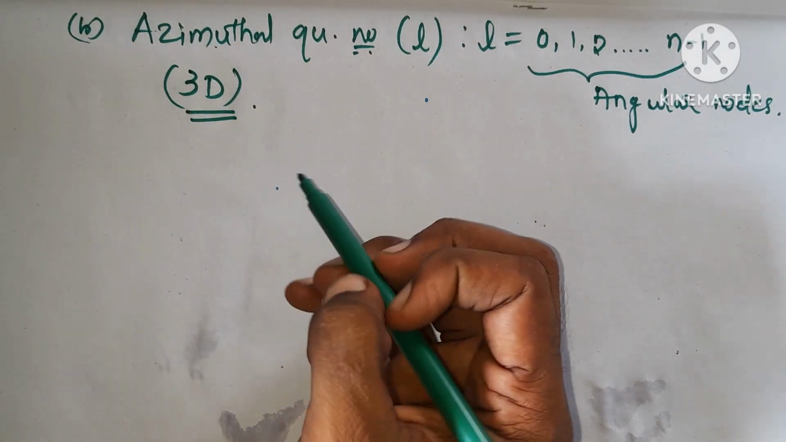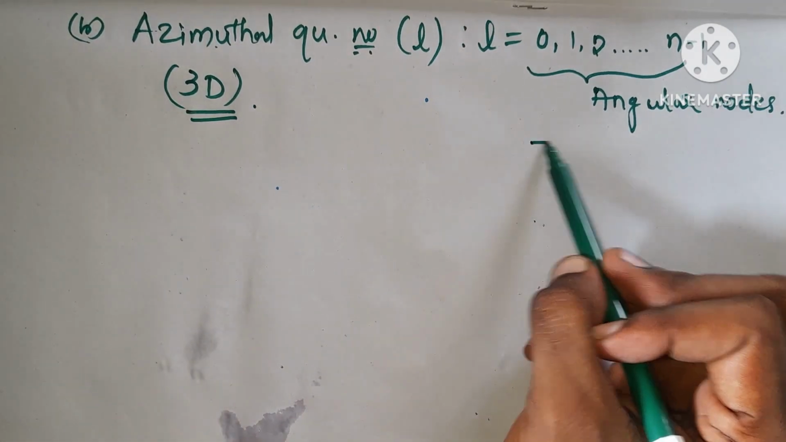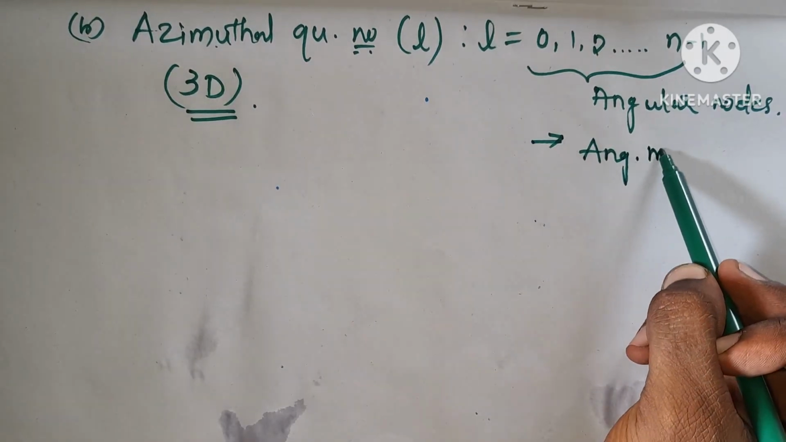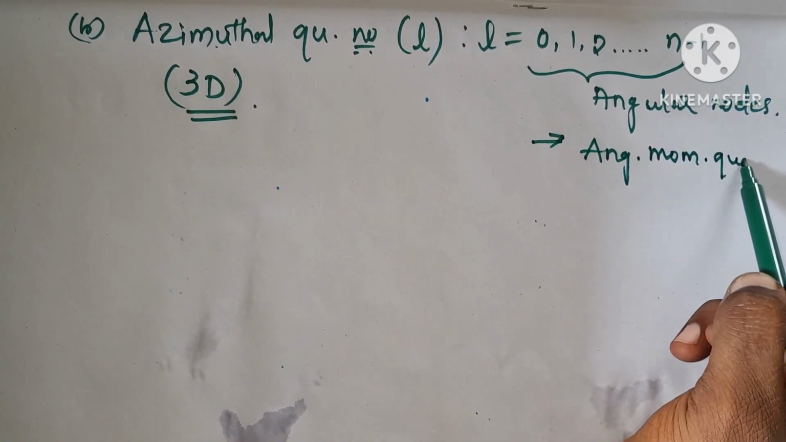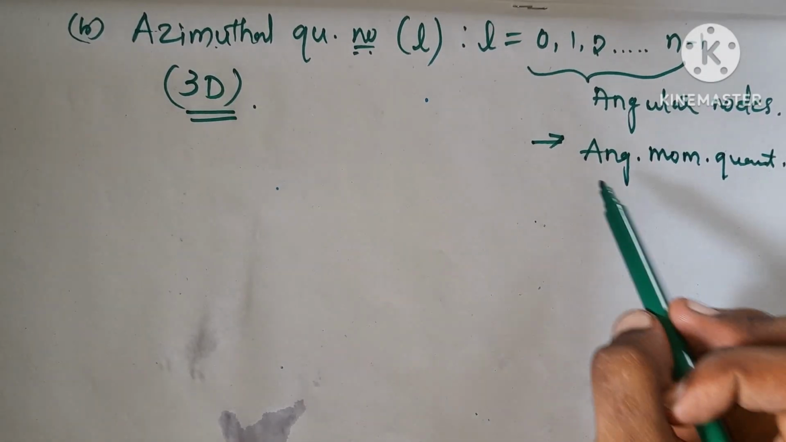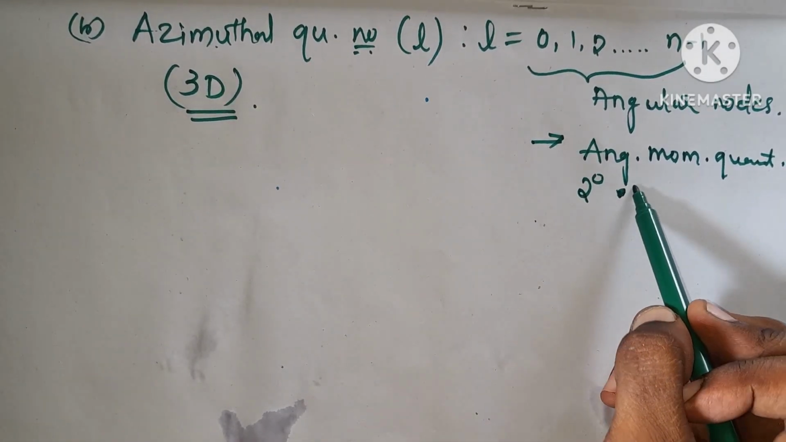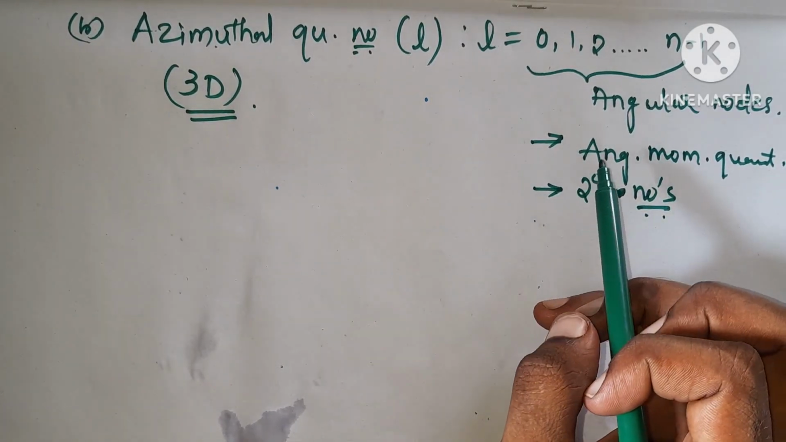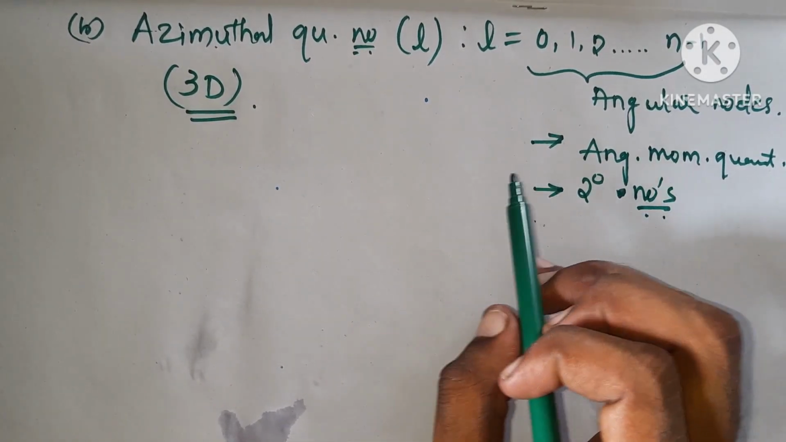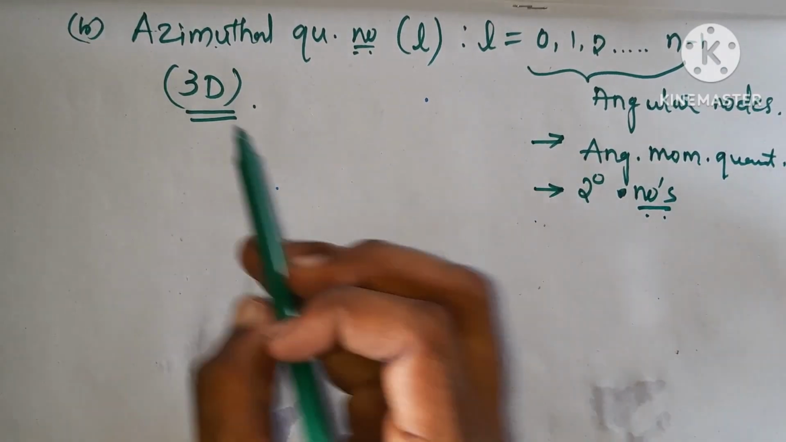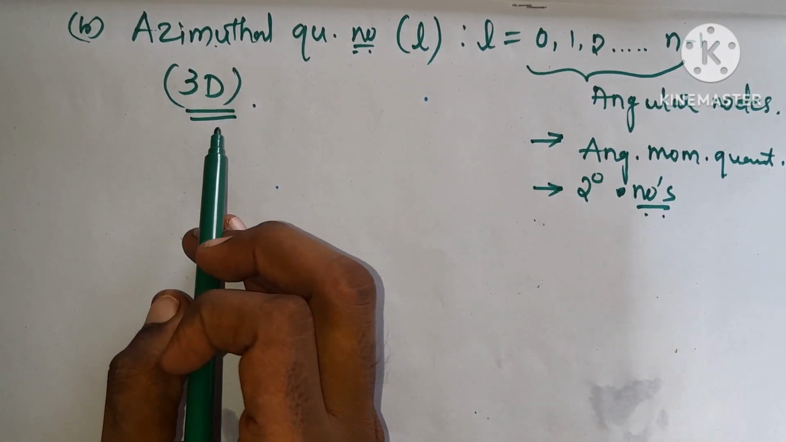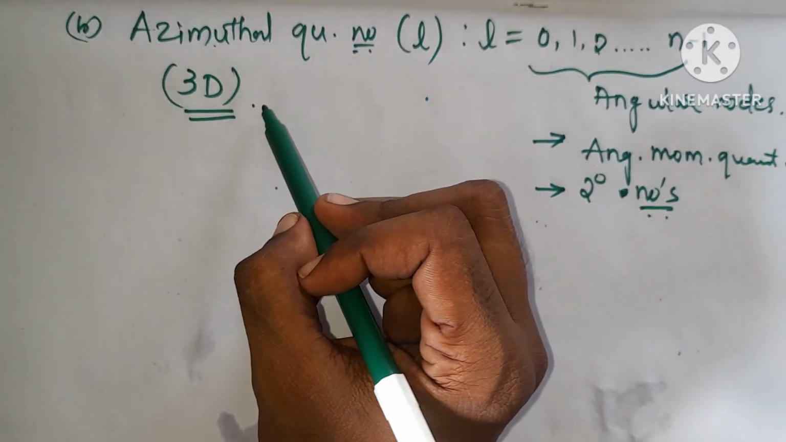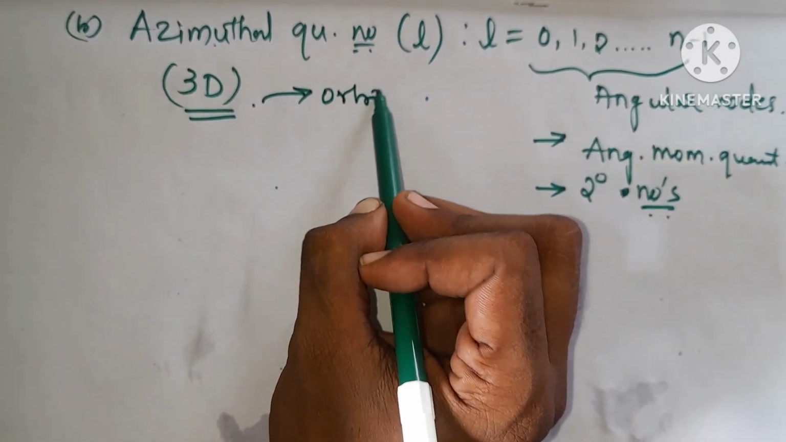So here this azimuthal quantum number can also be named as angular momentum quantum number or secondary quantum number. It can also be called in these two alternative ways, where the azimuthal quantum number specifies the three-dimensional shape of that whole orbit into various orbitals.